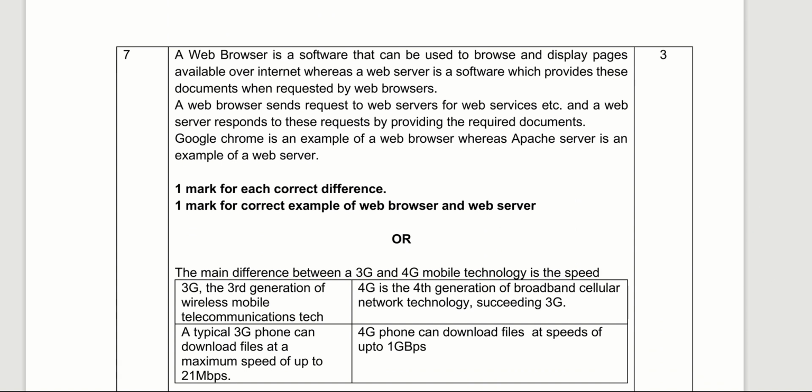So web browser is a software that can be used to browse and display pages. For example, you use Google Chrome or Edge. So you are using a browser to find the pages and it allows the pages to display over the internet, whereas a web server is a software which provides these documents when requested by the web browser. So web browser makes a request to the web server, and a web server responds to these requests by providing the required documents. I have told you the example: Google Chrome, web browser; Apache server is a web server.